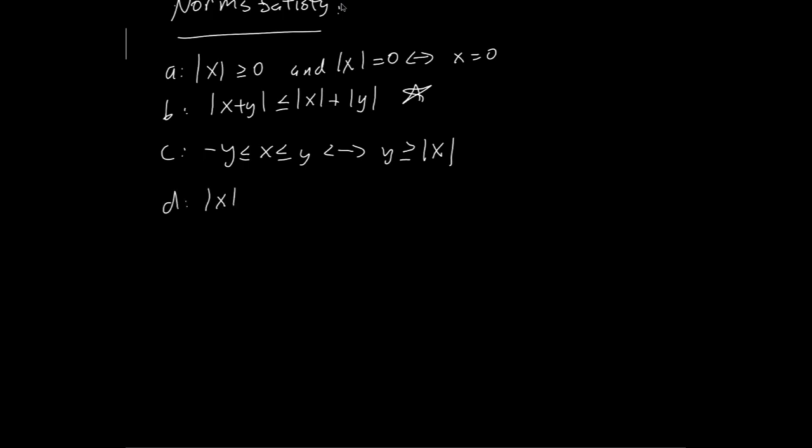Next, we have the absolute value of x times y is equal to the absolute value of x times the absolute value of y. Next are about distance, right? So next is distance forms a norm.